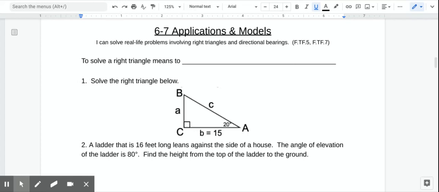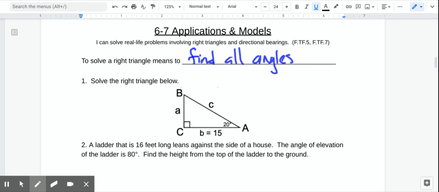In lesson 6.7, we are going to use everything that we've talked about with our trig functions and inverse trig functions to solve some application problems. So we'll start out with a lot of review from stuff you would have done in geometry. The first thing is to solve a triangle. Solving a triangle means that we are going to find all angles and sides.